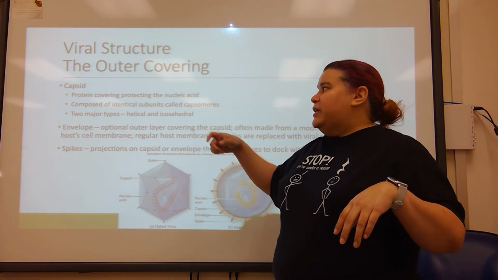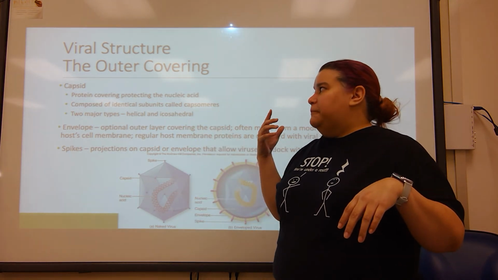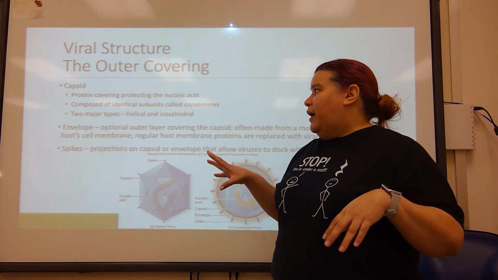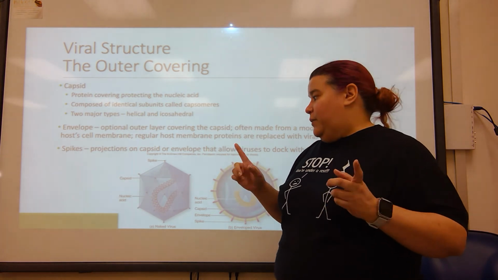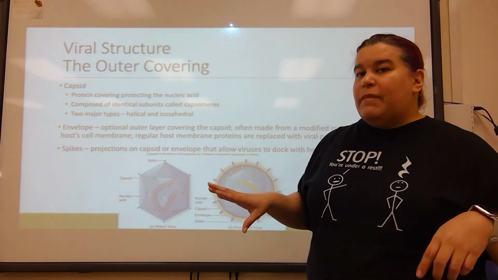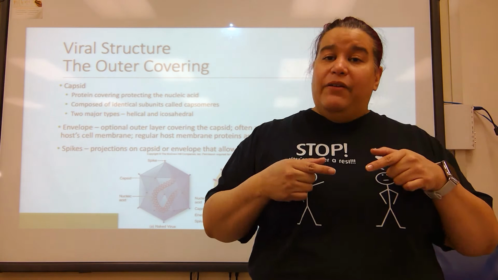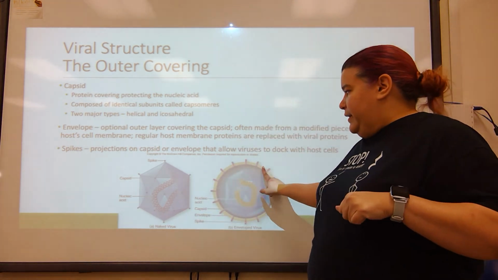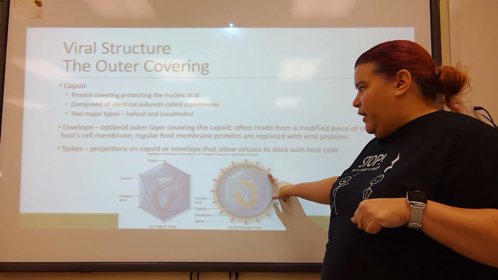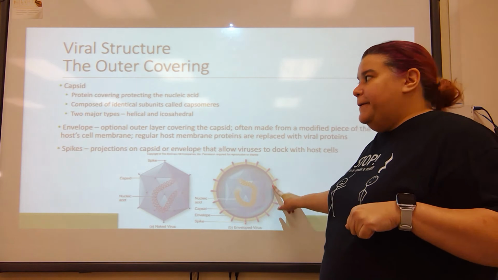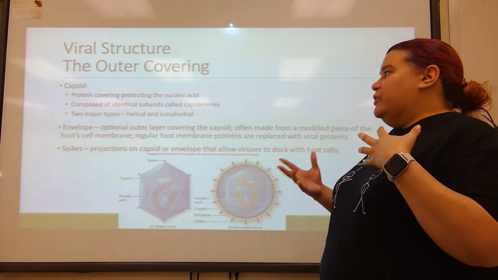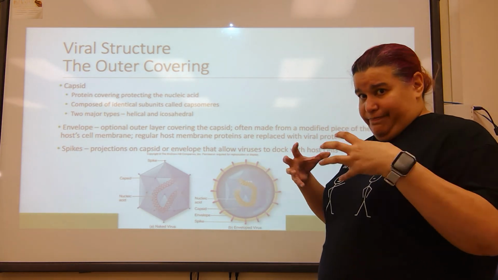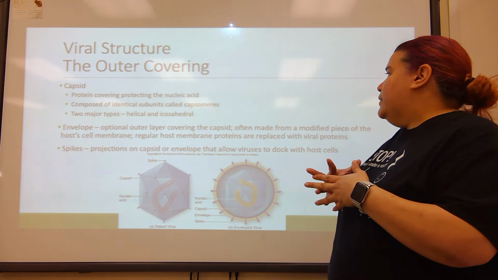There are two major types of capsids. You've got helical and you've got icosahedral. Okay. Now, I said some have an envelope, some don't. So, in this picture, we've got an envelope, okay? It's an optional outer layer covering the capsid because you can still see the capsids in here. It's embedded inside of this envelope.